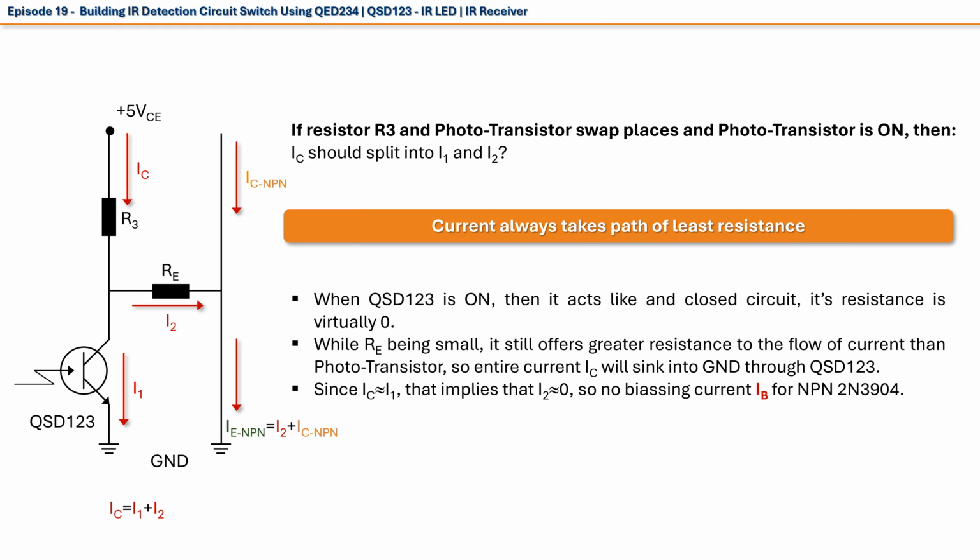To be absolutely precise, there is some internal resistance for the phototransistor, and there will be some branching of current IC into currents I1 and I2. But, the resulting current I2 will be so close to zero that we can safely disregard it. It will never be able to provide enough biasing current for the NPN transistor.